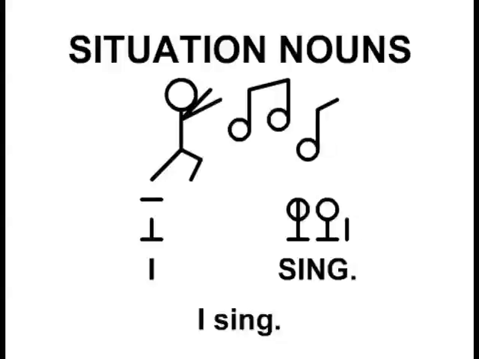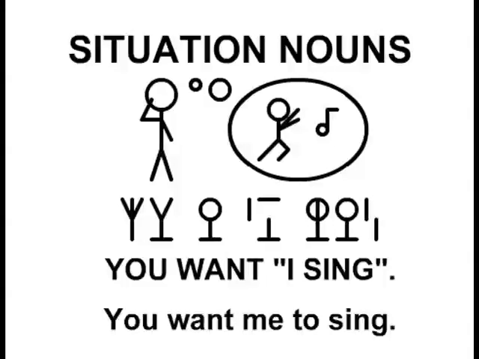Situation nouns can also be made from clauses. The clause "re pebe," I sing, can stand by itself in a sentence, or it can be placed in a situation noun. For example, the sentence "kige be re pebe" means, you want me to sing. The situation noun "re pebe" represents the action of my singing.